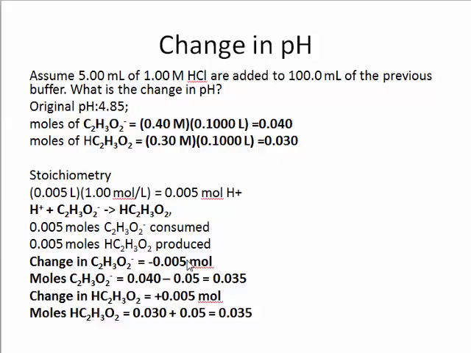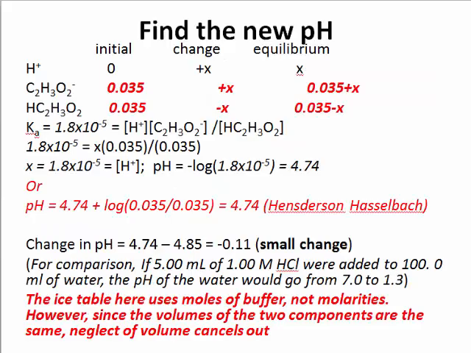We know the change in moles of acetate, so we can calculate the new moles of acetate. That's gone down. Meanwhile, moles of acetic acid has increased, and we add that to the original moles of acetic acid. We find that in this case, we have 0.035 moles of each. We've added an acid, which means we anticipate that the pH will go down. Now let's see how far down it goes.